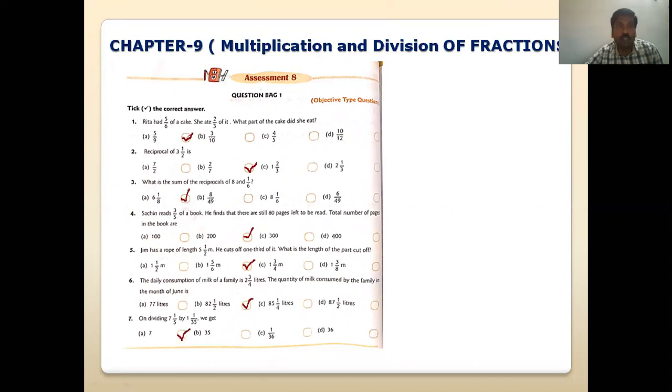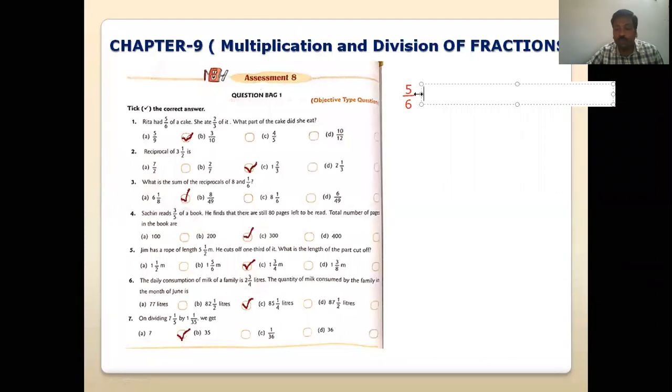Now guys, first we go to the first question. Rita had 5 by 6 of the cake. She ate 2 by 3 of it. What part of the cake did she eat? When we multiply 5 by 6 by 2 by 3, we get 5 by 9. And how can we find it? 5 by 6 is multiplied by which number? 5 by 6 is multiplied by 2 by 3.